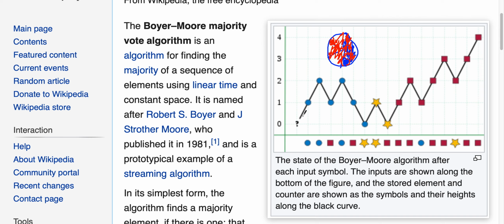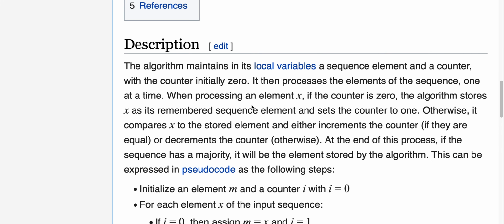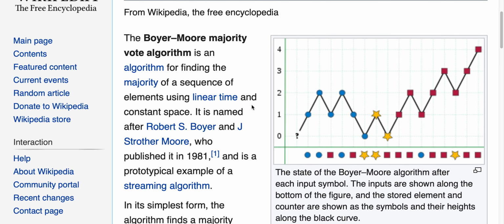On a side note, the algorithm also wants to know if there is any majority vote at all. The way to solve that is, after I select the rectangle as my winner, I want to know that it actually got more than 50%. So I write another loop that scans and counts how many red rectangles I had, and then I check if it's more than floor of n div 2. Thank you very much. Hope you enjoyed. Goodbye.